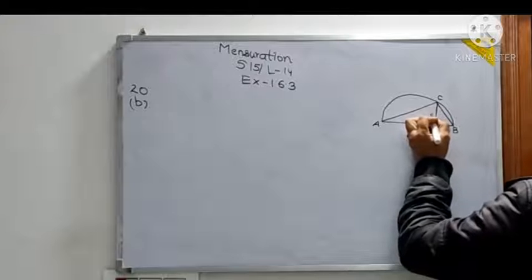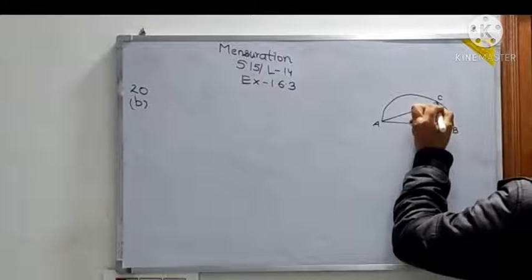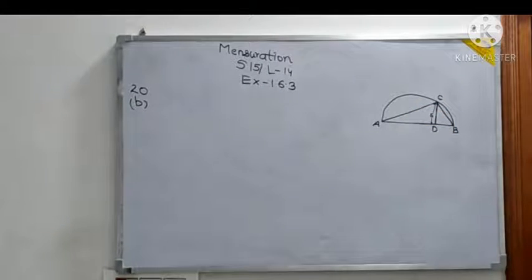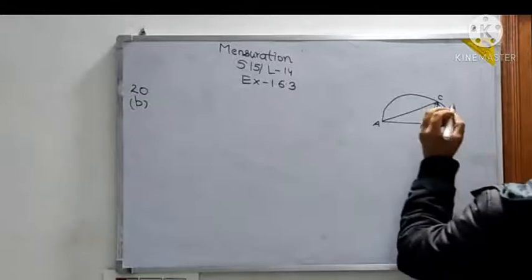This is 5 centimeter. That means the height is 5 centimeter. CDB is a triangle. Another triangle is ADC. And then triangle ABC as a whole is a triangle. And what have they asked? Shaded region. What is the shaded region? Shaded region is this.